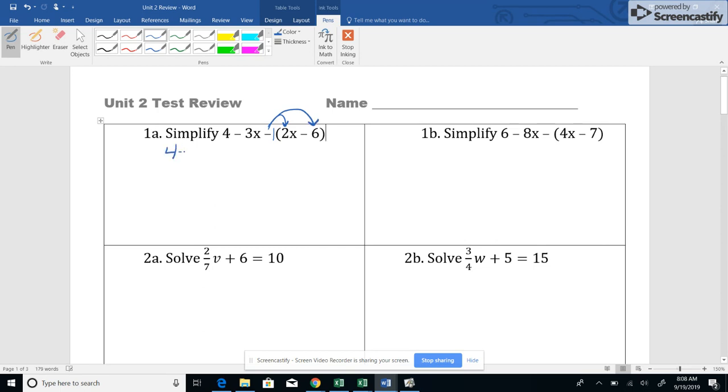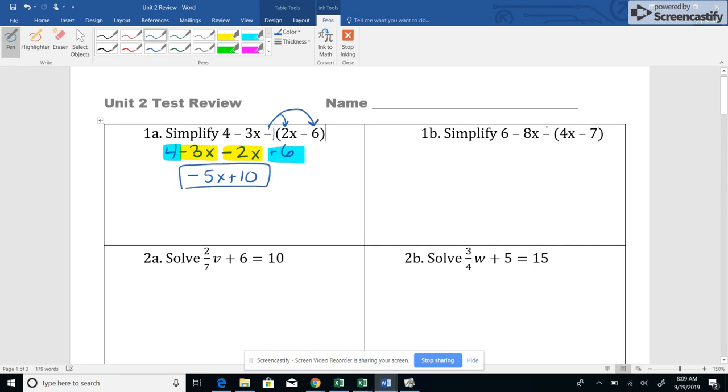So I have 4 minus 3x. And then if I distribute a negative 1 to 2x, that's negative 2x. And then a negative 1 times negative 6 is positive 6. Now I'm looking for my like terms. So my like terms are going to be my terms that have the same variable to the same power. So negative 3x and negative 2x are like terms, and 4 and 6 are both positive, and they are like terms. So negative 3x minus 2x is negative 5x, and positive 4 plus 6 is 10.